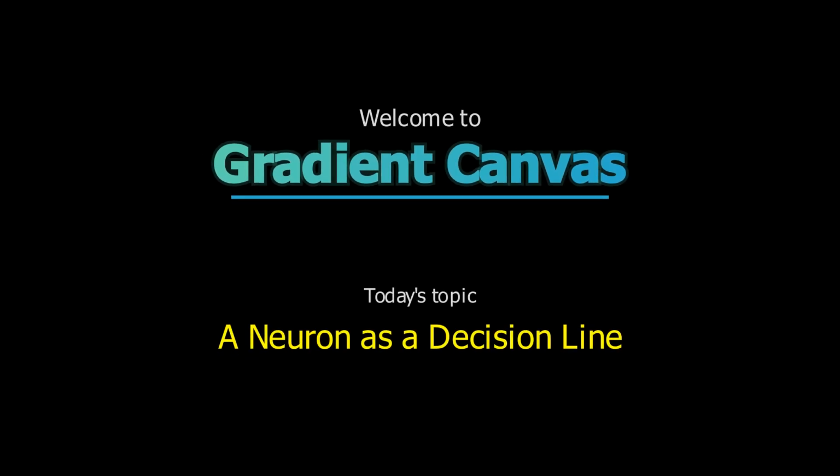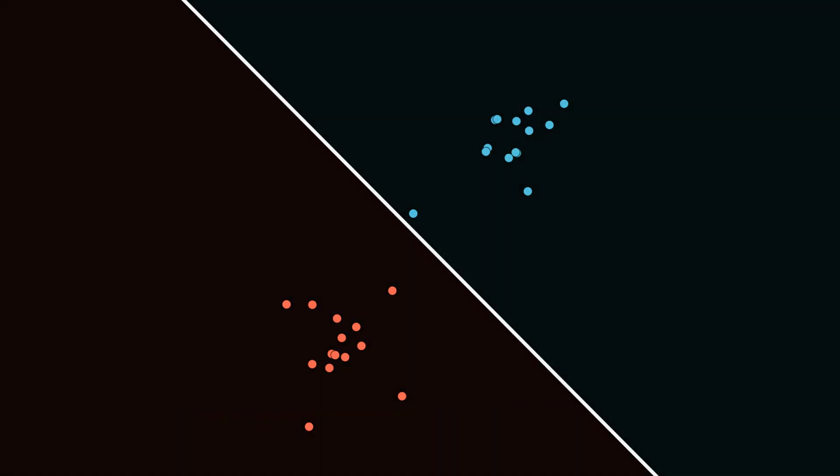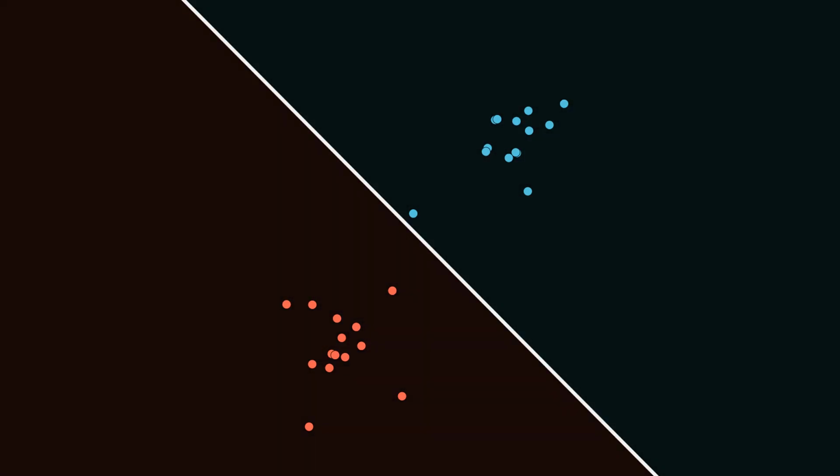Welcome to Gradient Canvas. Today we're going to learn about how a single neuron is really just a movable decision line. Here are two kinds of points, reds and blues. Your whole job is to draw one straight line that separates them, just one line. It turns out a single neuron, the basic building block of every neural network, does exactly this, and it finds that line on its own. So let's take a neuron apart and see the geometry hiding inside it.